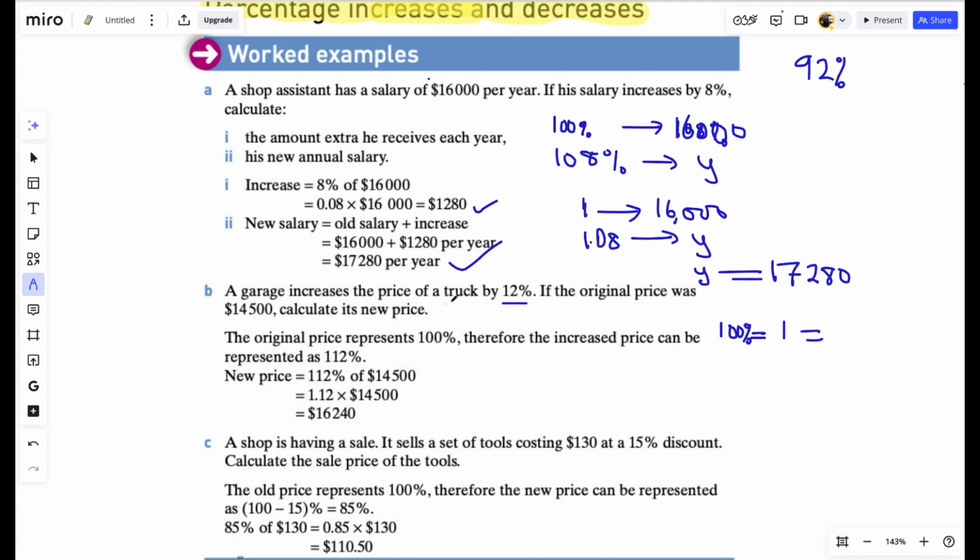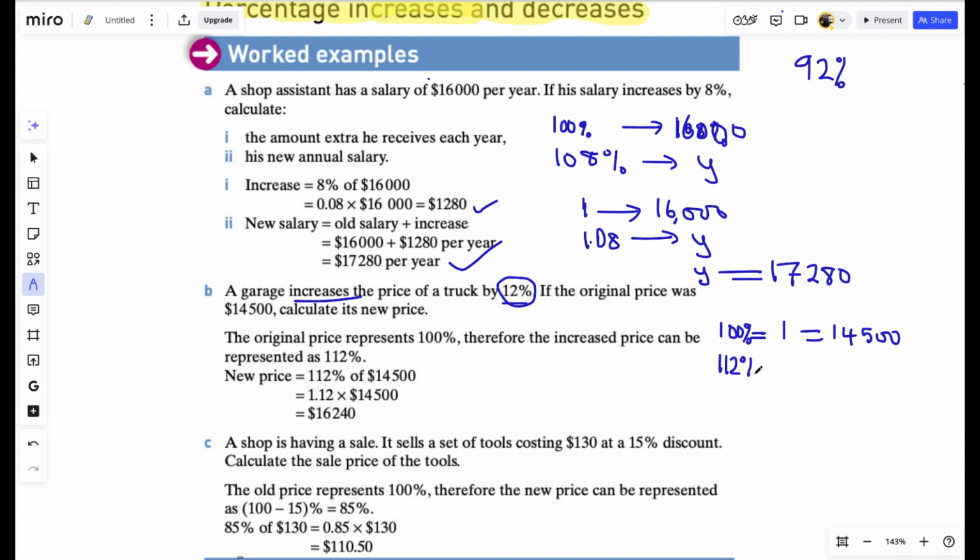You say a garage increases the price of a truck by 12%. If the original price was 40,500, so I write 40,500, this is the original price, which is 100%. Original price is always the 100%, okay? Calculate the new price. New price is the price that comes with the increment of 12%. Since this is percentage increase, we're going to add this to 100. It will become 112.